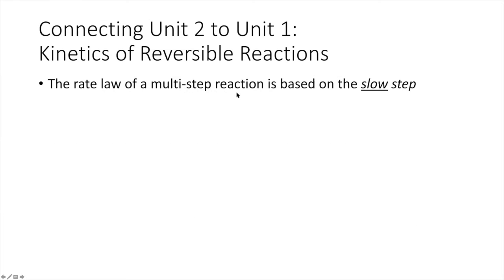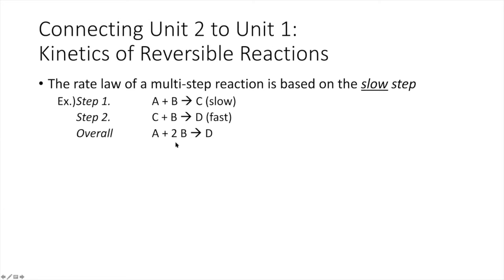But first of all, we're just going to do a review of the main thing regarding this topic that we learned from lesson 1. One important thing that we learned, if you remember, is that when you have a multi-step reaction, so if you can break an overall reaction down into individual elementary steps, you base the rate law on the slow step. So for example, if I have this overall reaction where A plus 2B forms this product, we're just going to call D.